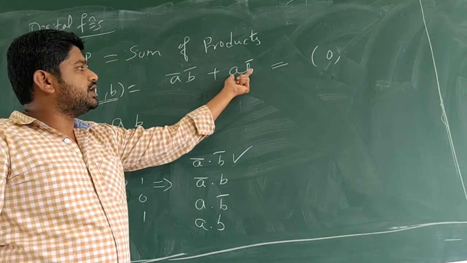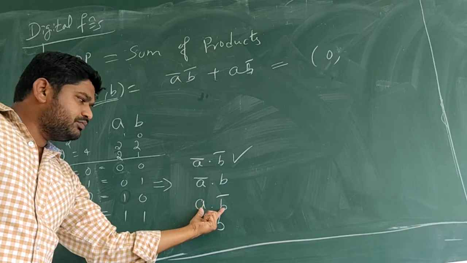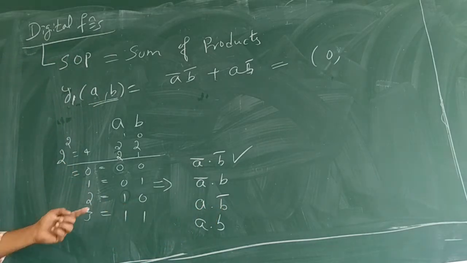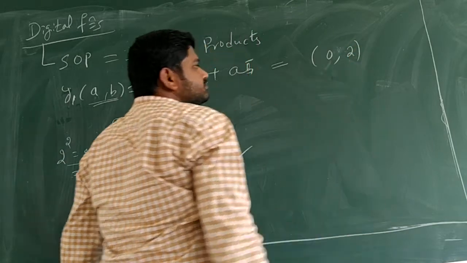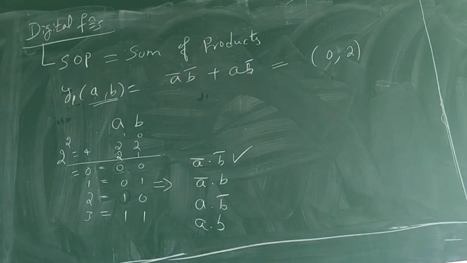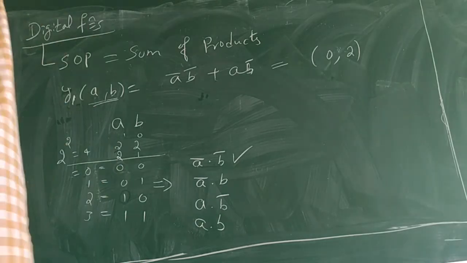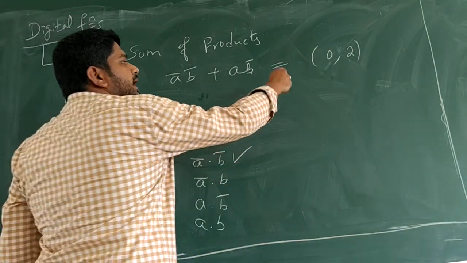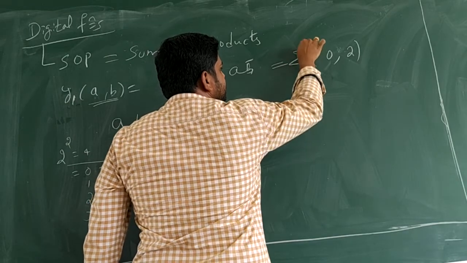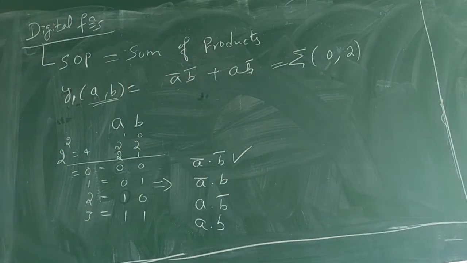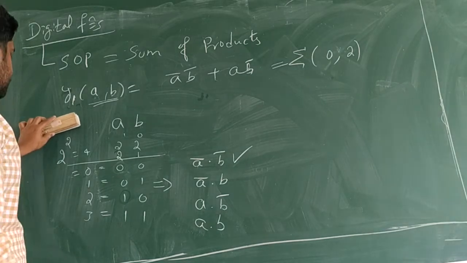Okay, what is the second term? A with B complement. What is the corresponding term? 2. Hence we write this as 2. Okay. So now please read the function like this. Y1 is a function of two variables A and B, and it is SOP for the terms 0 and 2. So now what is the symbol we have to use for SOP? Summation or sigma. So the term sigma represents SOP. Is it clear?